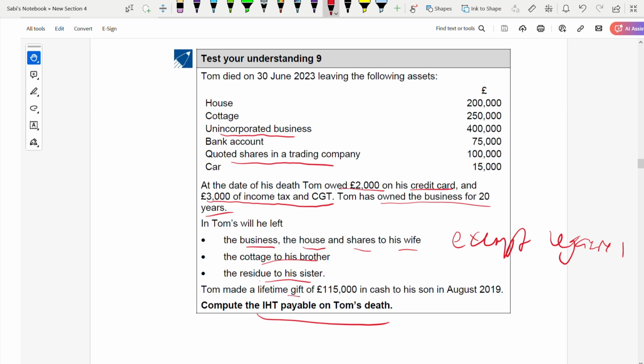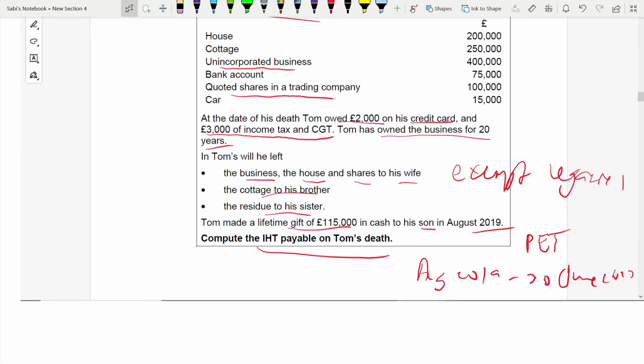Tom made a lifetime gift of 115 in cash to his son in August 2019. It's within 7 years, and it's a PET because it is to his son. When did he make the gift? August 2019. And when he died? 30th June 2023. So it is less than 4 years, between 3 to 4 years.